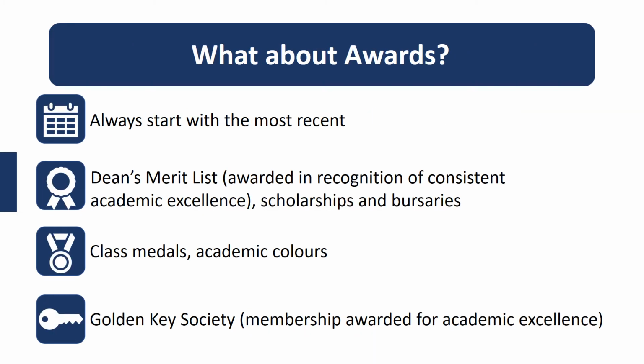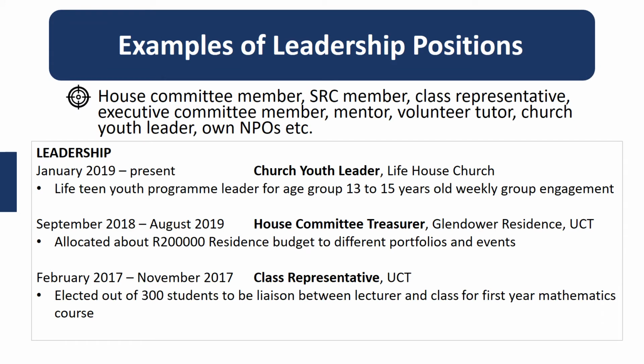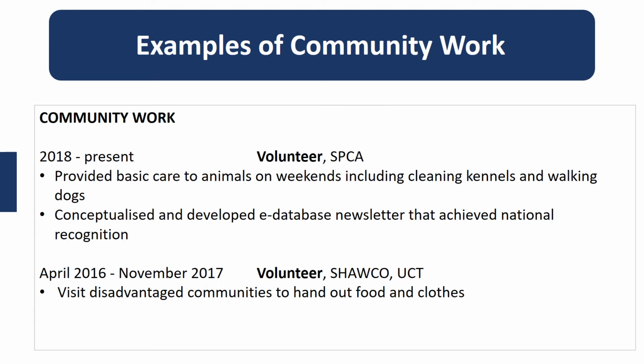Examples of awards you can list are Dean's Merit List, class medals, academic colors, scholarships and bursaries, the Golden Key Society, and so forth. If it is unclear, explain these awards, always starting with the most recent first. Examples of leadership positions could be House Committee Member, SRC Member, Class Representative, Executive Committee Member, Mentor, Volunteer Tutor, Church Youth Leader, or your own non-profit organization. Here are some examples of community work.